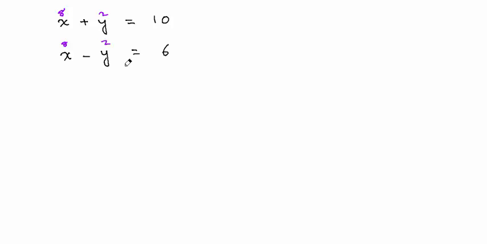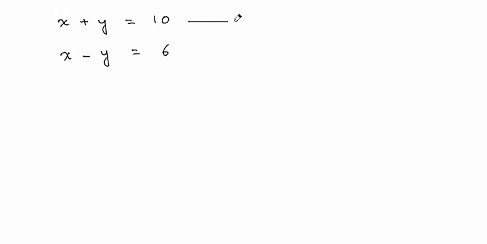There are different methods to solve simultaneous equations. In this video, we are going to learn how to solve simultaneous equations by using the method of substitution. In the method of substitution, you pick one of the two equations and solve for one of the two variables in terms of the other, and then use that in the other equation. Let's try and solve these two equations using the method of substitution.